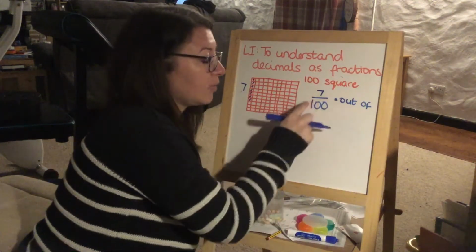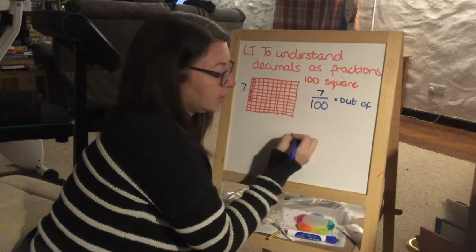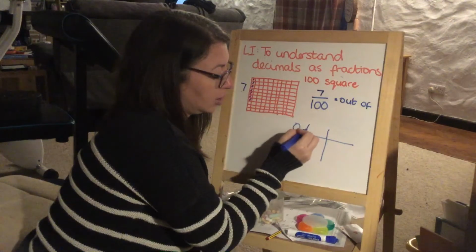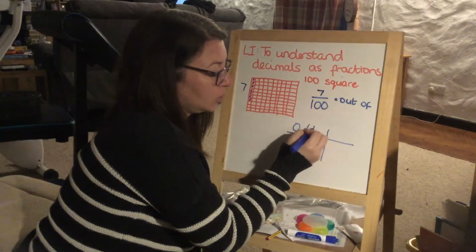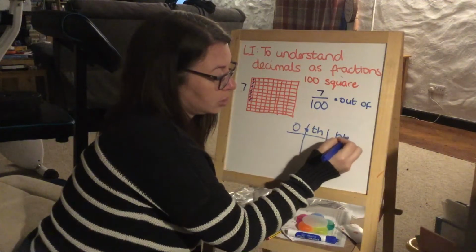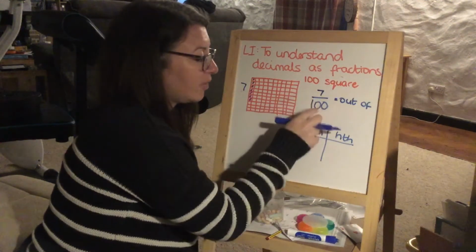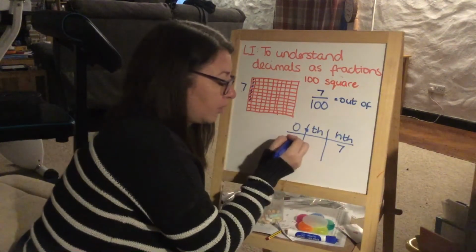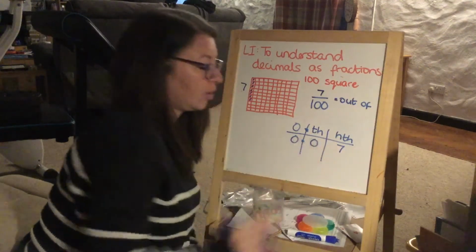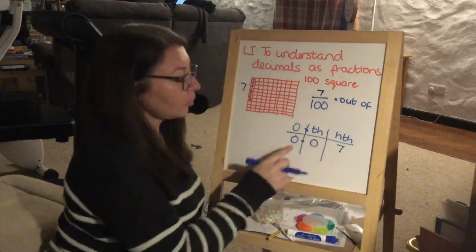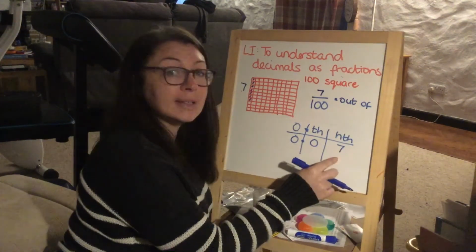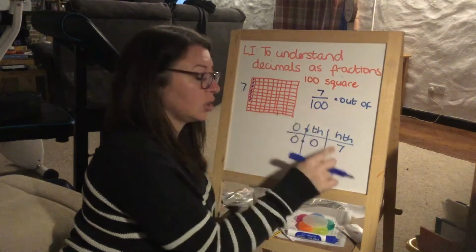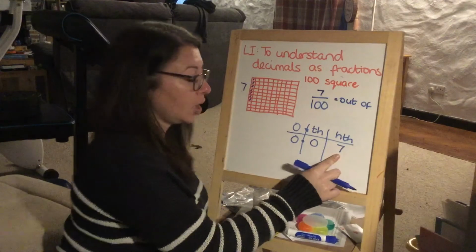Okay, you have 7 out of 100, and from your place value charts that you were doing yesterday, you had your ones in here, your decimal place, and then your tenths, and then your hundredths. So if you've got 7 hundredths, your 7 has to be over here, and you have a 0.0 there. So as a decimal, you would have 0.07. So 7 out of 100 is 7 hundredths. So that goes over to there. Okay, we'll do another one.